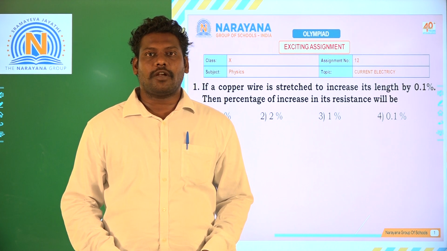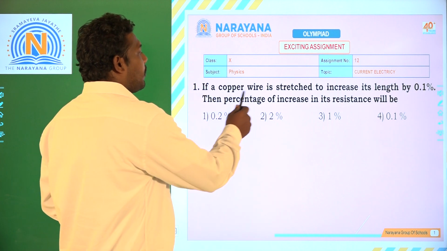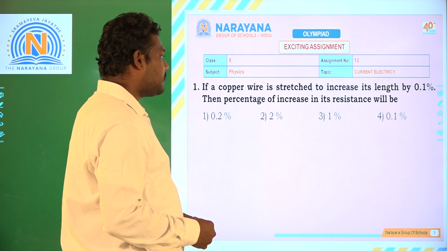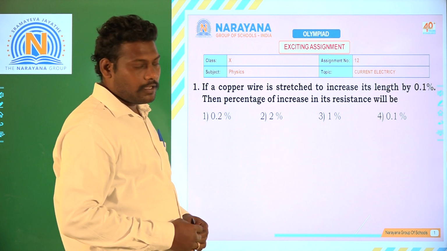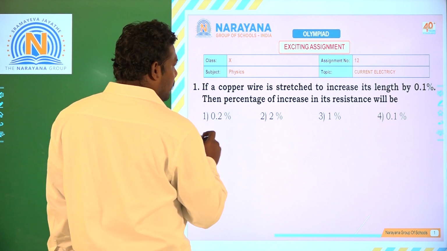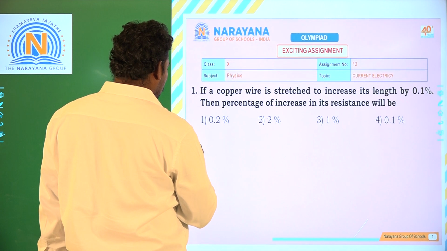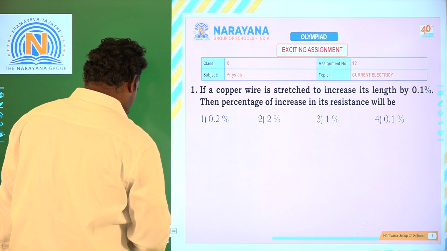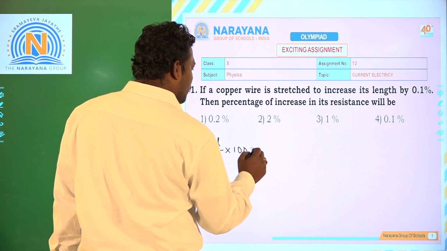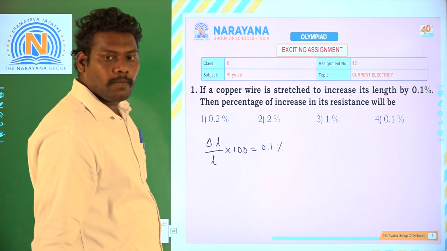Today we are going to discuss the assignment of 10th class under the topic current electricity. Let us see the first question. If a copper wire is stretched to increase its length by 0.1%, the percentage of increase in its resistance will be? So here, the percentage of length, that is delta L by L into 100, is 0.1%, the increasing percentage of length.